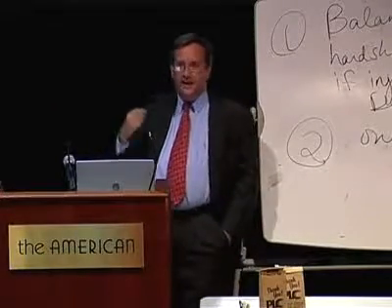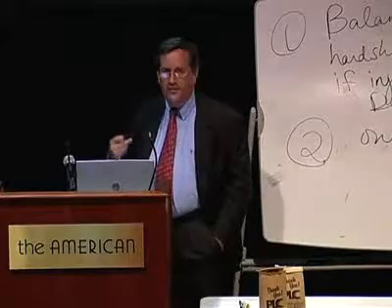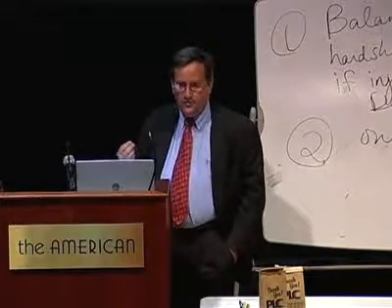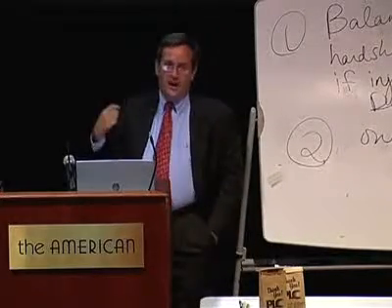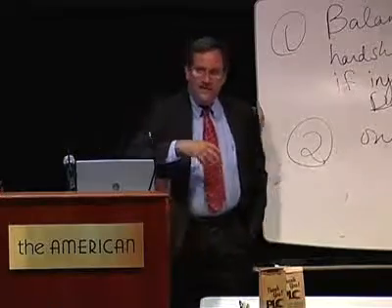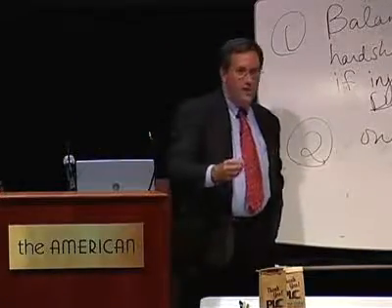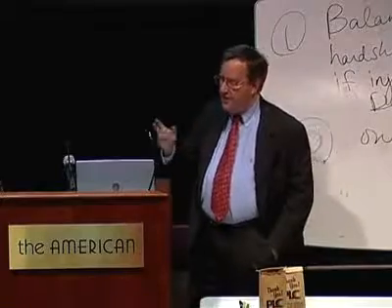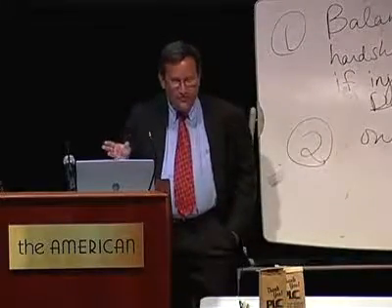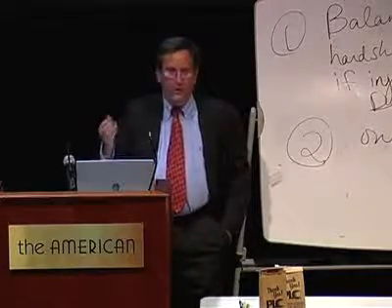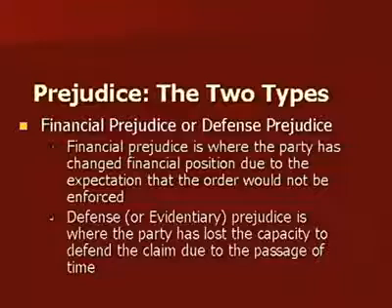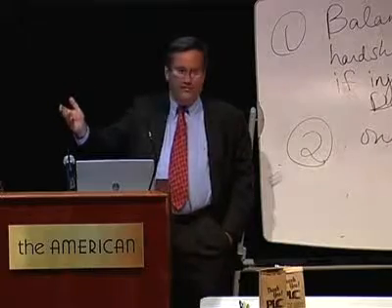Now, prejudice is the second element, and it's the element that I think doesn't get looked at nearly as much as the delay element, but it's an important element. If you don't prove prejudice, you're not going to prove Laches. And in South Carolina, there's very little case law dealing with prejudice, and none actually dealing with what would be called defense prejudice, which is odd because in my own experience, defense prejudice tends to be more common than financial prejudice. Financial prejudice is the prejudice where the parties change their financial position due to the expectation the order would not be enforced. I'll give you a couple of examples.